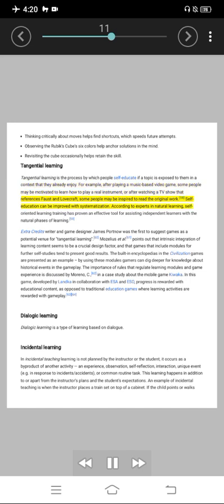58. Self-education can be improved with systematization. According to experts in natural learning, self-oriented learning training has proven an effective tool for assisting independent learners with the natural phases of learning. 59. Extra Credits writer and game designer James Portnow was the first to suggest games as a potential venue for tangential learning.